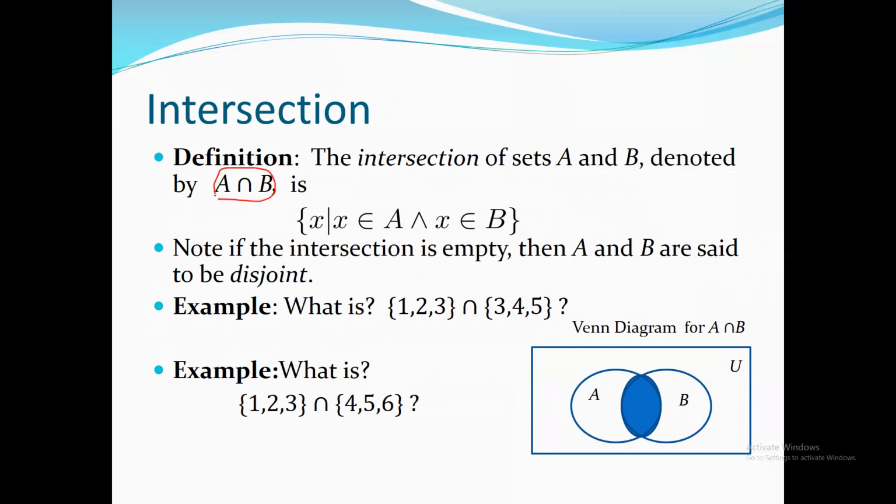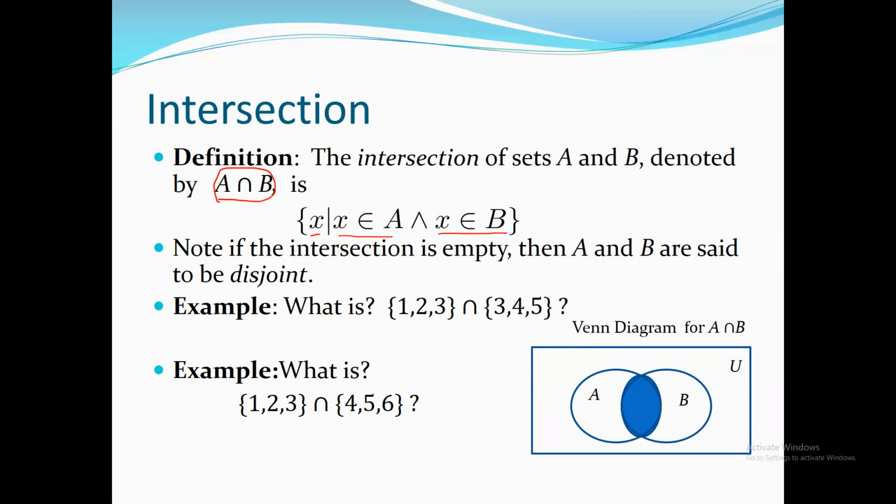This is the symbol of A intersection B, which is basically the AND operation, whereas union is the OR operation. The technical definition is we need to choose all the elements X such that X belongs to A and X belongs to B. So only those elements that are present in both A and B will be part of A intersection B. Note, if the intersection is empty, then sets A and B are called disjoint sets.